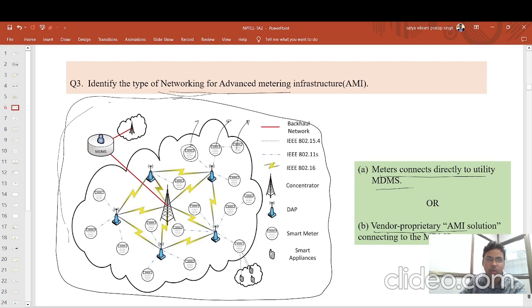And the networking infrastructure is of two types. First one is the meter connected directly to the utility MDMS. Second is the vendor proprietary AMI solution that is connected to the MDMS. So you have to tell me whether A is correct or B is correct. Among A and B, which is this setup?